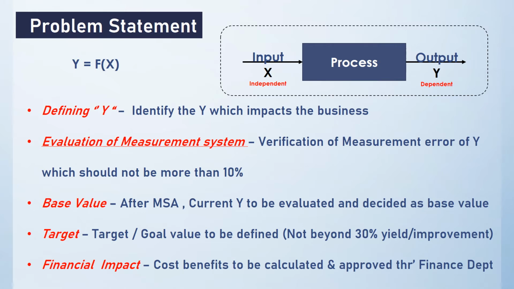Normally we should not take the target more than 30%. If you are achieving it at the end, that will be good. But as a thumb rule, it should be a maximum of 30% yield improvement or reduction to be taken as a target. And in the initial stage itself, cost benefits are to be calculated and approved through the concerned finance departments.